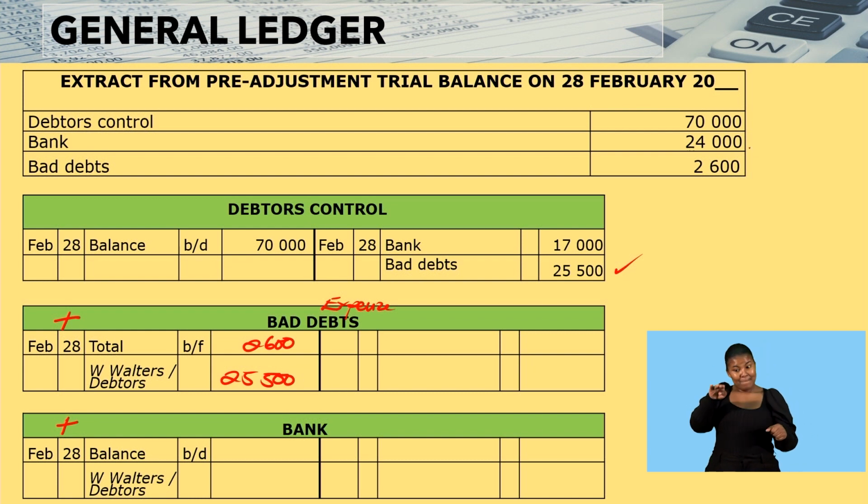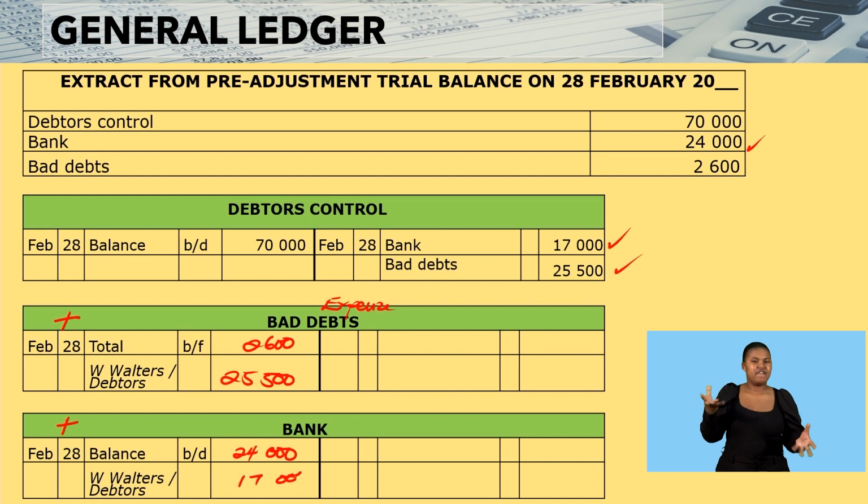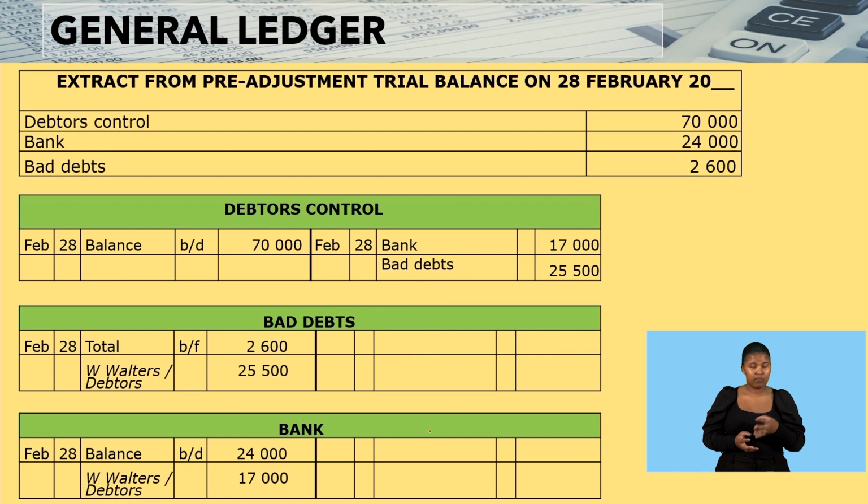And for the bank, the balance is 24,000. So I'll come here, 24,000. And when I come here, then I'll say, how much did we receive? We received 17,000. And here it is, 17,000. That is what we received in the bank account. There it is now. Dear learners, we want to see how this adjustment can affect the accounting equation.